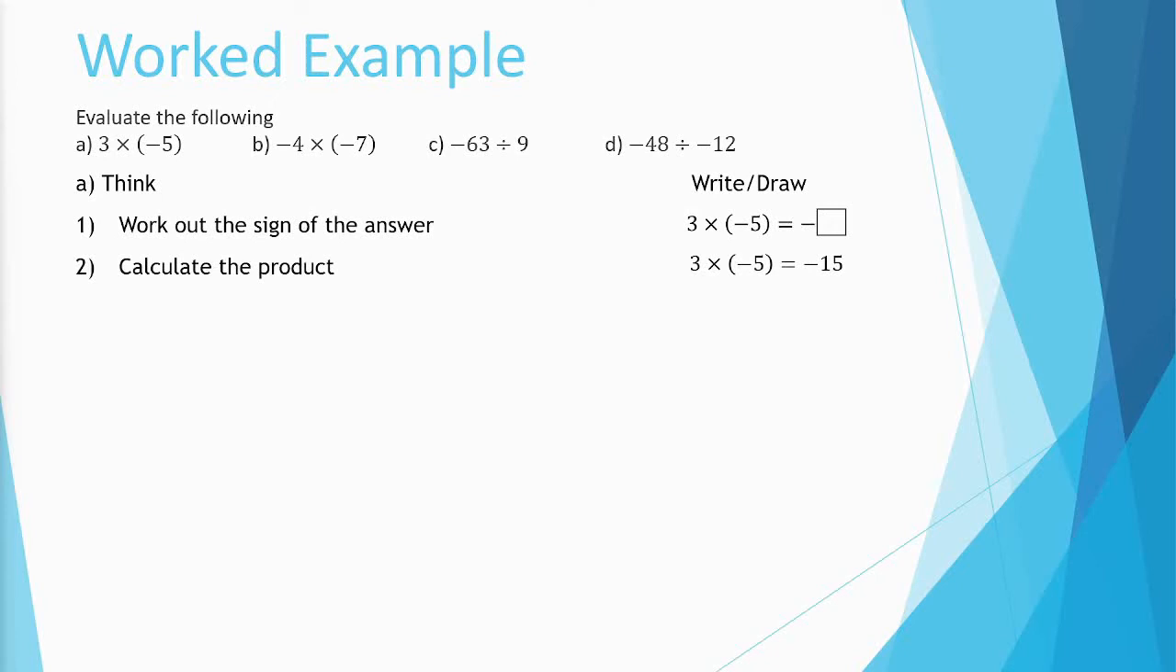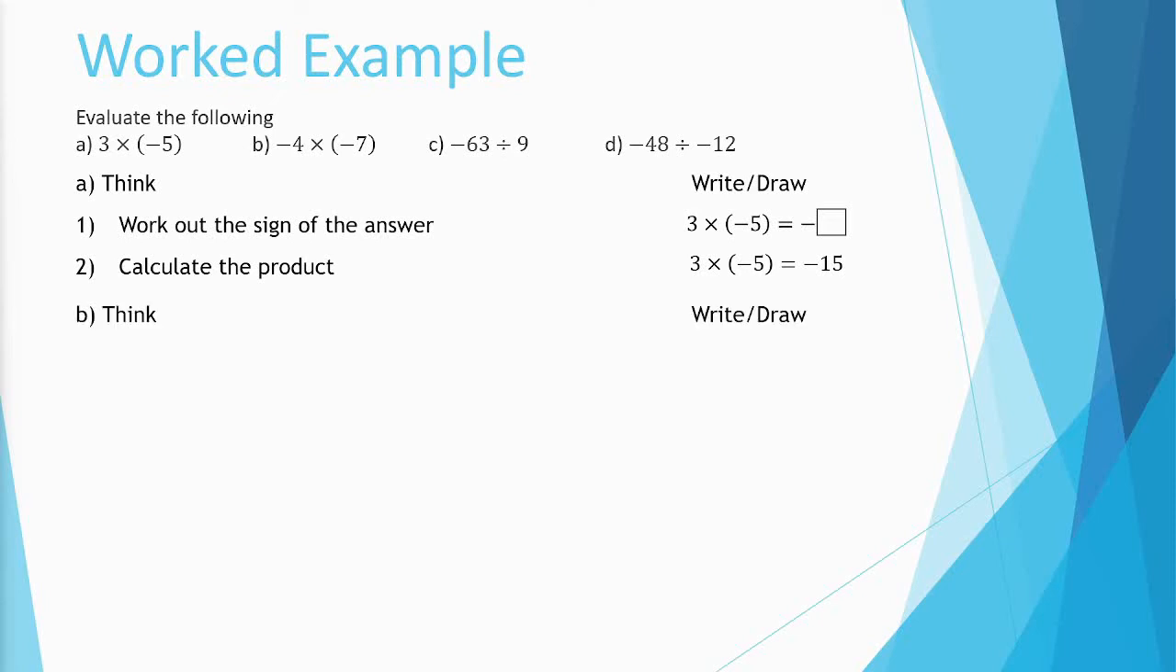So I went 3 times 5 is 15. So 3 times -5 is -15. And so in my book, I just write down 3 times -5 equals -15. Let's have a look at question B.